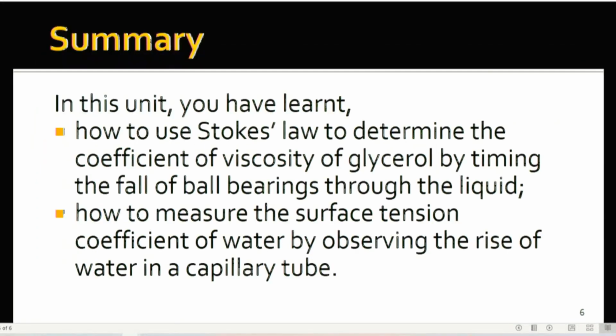So in this unit, you have learned how to use Stokes' law to determine the coefficient of viscosity of glycerol, using glycerol as an example. Any other liquid can be considered also, by timing the fall of ball bearings. And finally, you have learned how to measure the surface tension coefficient of water by observing the rise of water in a capillary tube. Thank you.